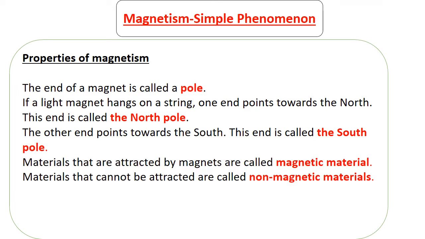Materials that are attracted by magnets are called magnetic materials, while materials that cannot be attracted are called non-magnetic materials. For example, we know that magnets can attract some coins, so coins are magnetic materials because they are attracted by magnets. Generally, this is how we can draw a magnet. It has this south pole and this north pole. When you tie a string here and let this hang, it is going to point towards the north pole, which, if you're in Zambia, will point maybe where the UK is, and south where South Africa is.